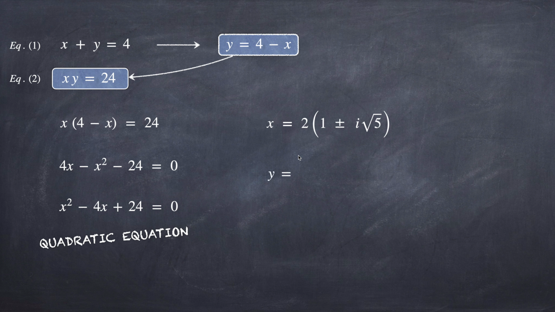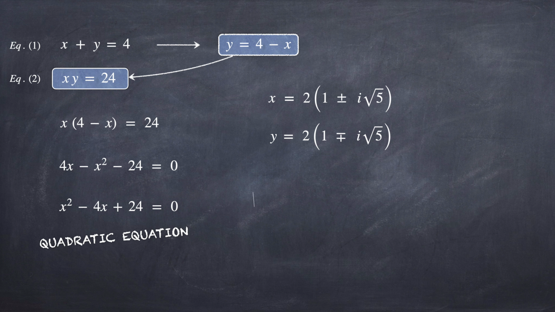What are the corresponding values for y? y is 4 minus x. So it is 4 minus 2 minus or plus 2 times i times the square root of 5. And that is 2, the real part is 2. And let's factorize it in such a way that it will multiply 1 minus or plus i square root of 5. So these are the solutions.